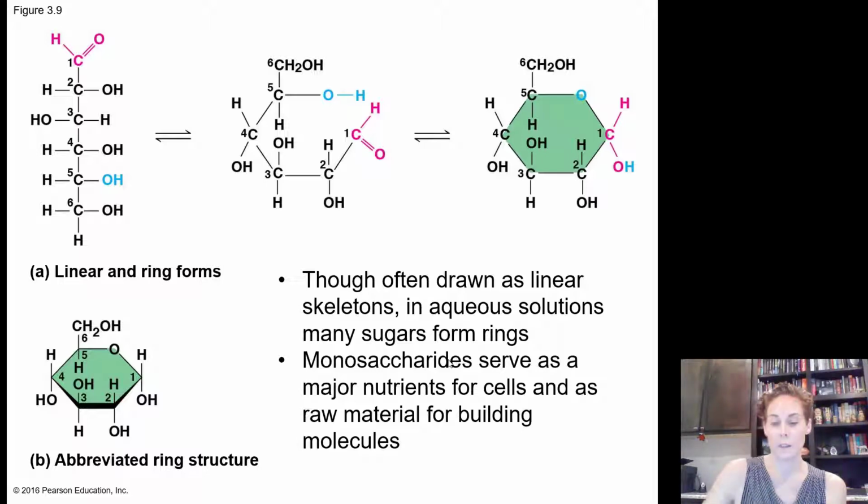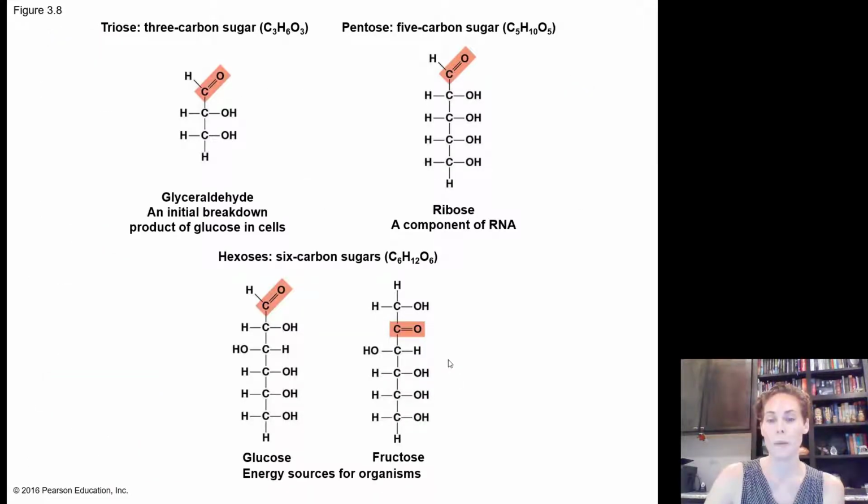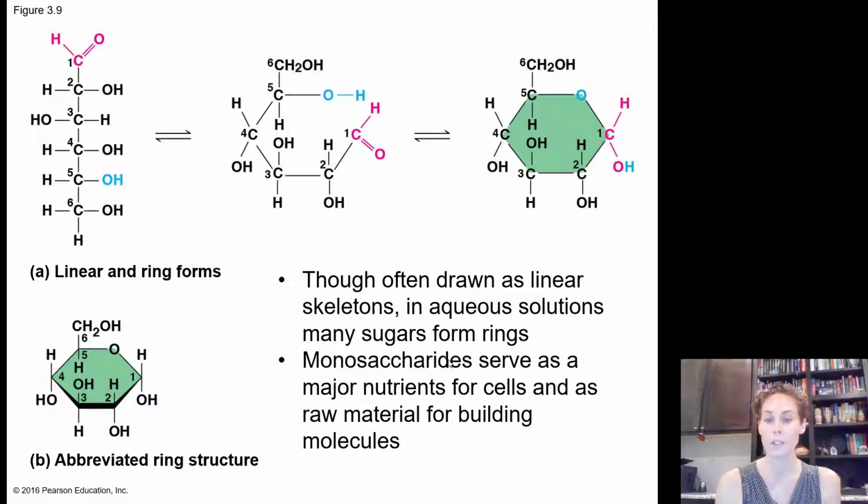So even though, like in the previous picture, they look like they're drawn as linear skeletons, when they're in an aqueous solution, the sugars will wrap around and actually form rings. That's what makes them happiest. And so monosaccharides serve as major nutrients for cells and as raw material for building molecules. Monosaccharides are the building blocks to make polysaccharides, which are the macromolecules.